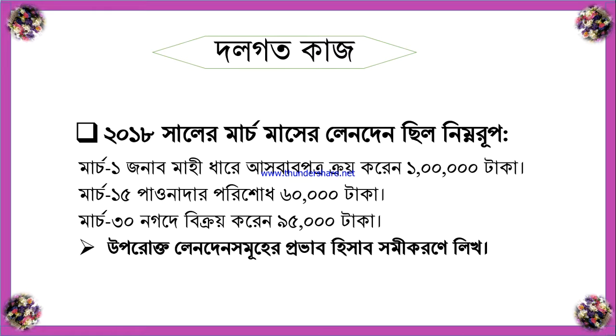The journal entry will be accounts payable debit and cash will be credit, as cash is an asset that has gone out from the business. So the journal entry will be accounts payable debit and cash will be credit. Okay. Now March 30 sold 95,000 taka in cash.